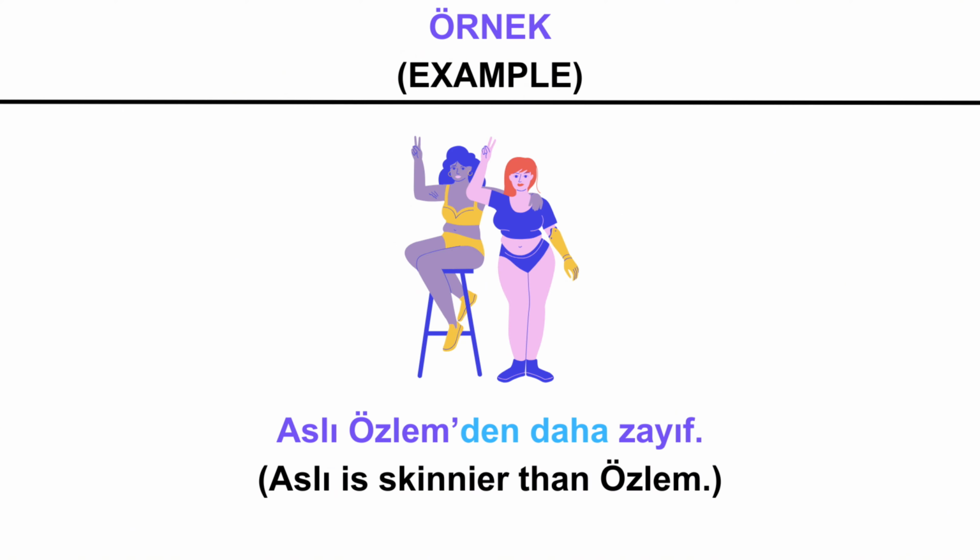Aslı Özlem'den daha zayıf. Aslı is skinnier than Özlem. As you can see, as usual, when we want to add a suffix to a proper noun, in our case it is a female name Özlem, we added an apostrophe, and the same rule follows. We look at the last vowel, it is e, that's why we added den, daha as our comparative suffix.